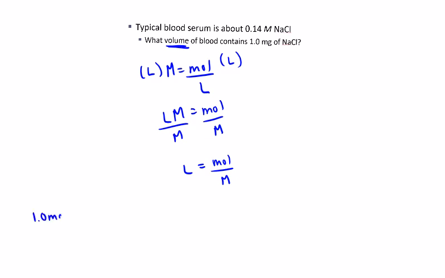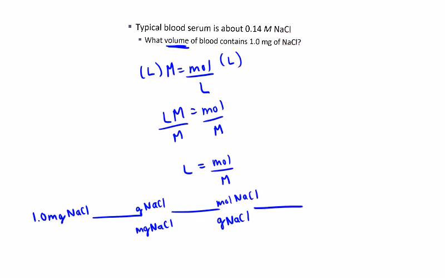So I would start with 1 milligram of NaCl, milligram of NaCl to grams of NaCl, grams of NaCl to moles of NaCl, because that's our magic unit. And because I know my molarity, that means that I know there are 0.14 moles of NaCl in 1 liter of solution. So I can go from moles of NaCl to liters. This problem didn't ask us for any specific unit of volume, so I'm going to take it to liters and I'm just going to see what it looks like.